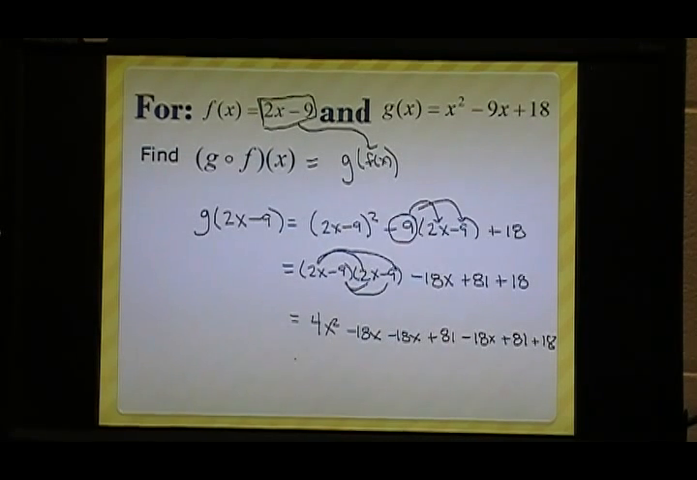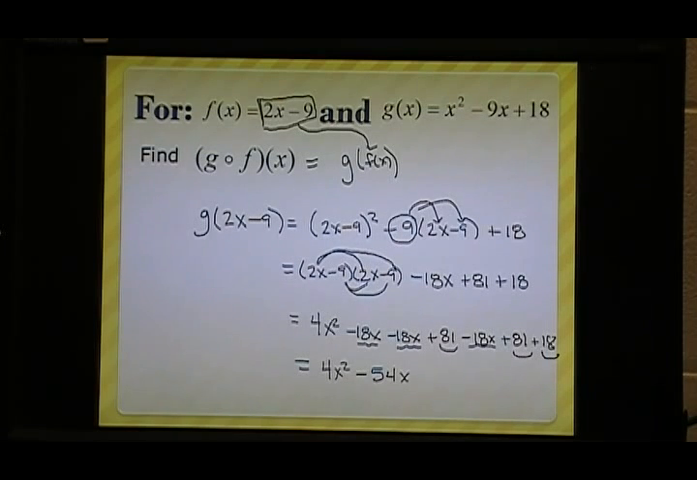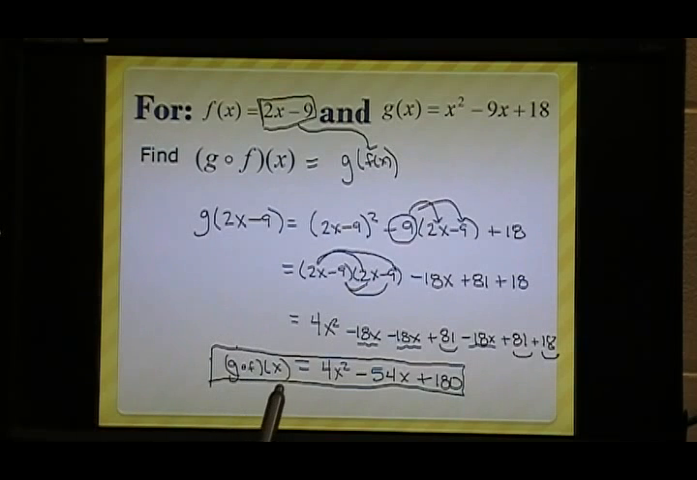Just like anything, you always want to combine your like terms. So we just have the 4x squared. When I combine all of my x terms, negative 18 minus 18 minus 18 gives us negative 54, so that's minus 54x. And then 81 plus 81 plus 18, that all adds to 180. So g of f of x is this, or we would say that that is our composite function.